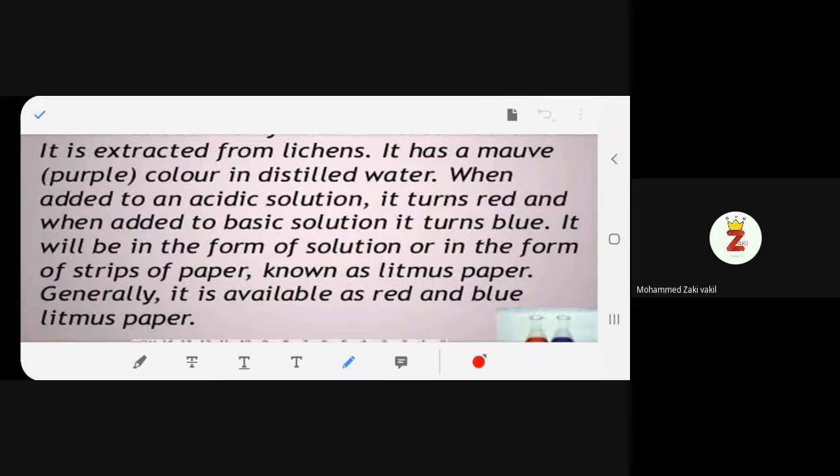So how many types of paper do we have, beta? We have two types of paper: red litmus paper and blue litmus paper. Two, red and blue. Is there any problem regarding this slide? Have all of you understood nicely?